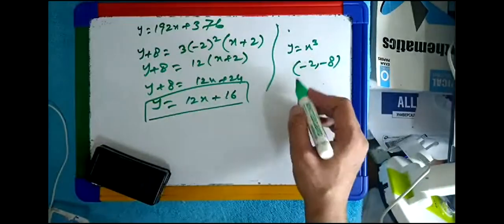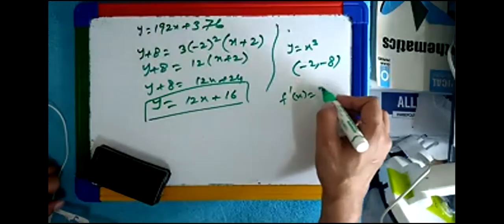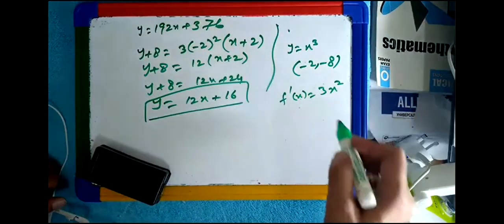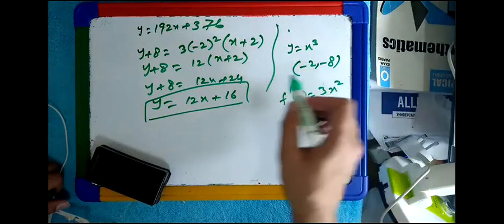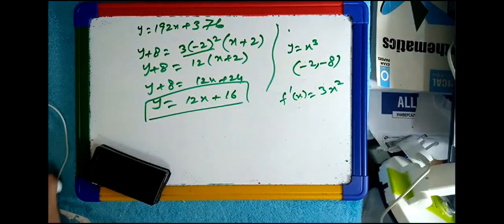So see how I did it. I first calculated the derivative. f dash of x is 3x squared, and x is -2. Can you see this? Oh, yeah, I messed up. I put -8 instead of -2.